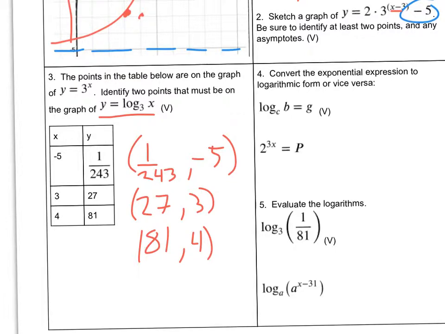For number 4, we are converting these to exponential or logarithm form. This is based on the relationship between logs and exponentials. So we've got base, argument, and exponent. This becomes c to the g is equal to b.